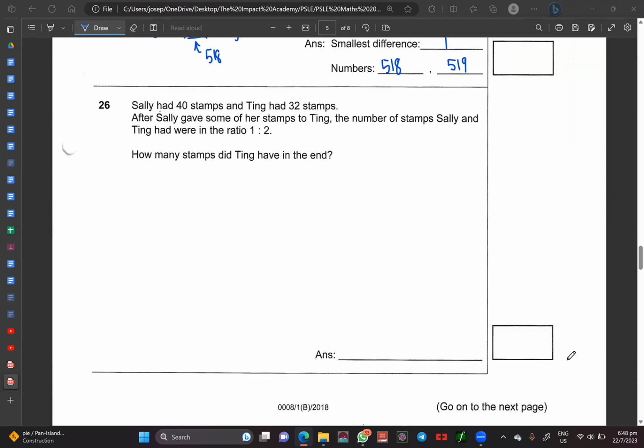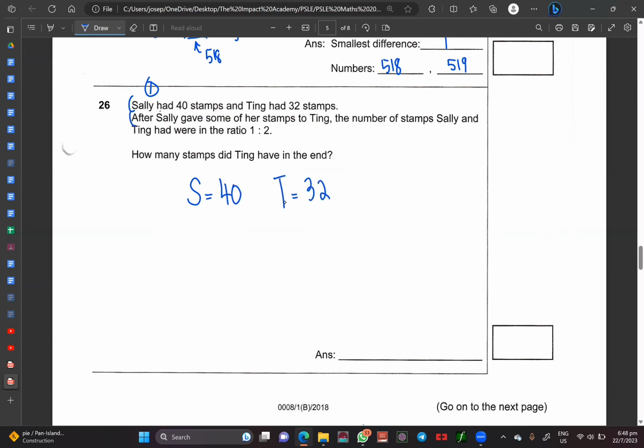Hi everyone, today we are looking at question number 26. Now, as you can see over here, it says that Sally had 40 stamps. Now, don't worry about what the question is asking. Worry about whether you are able to understand what kind of processes you are going to write. So we are going to write down that Sally is equals to 40. All right, Ting is equals to 32.